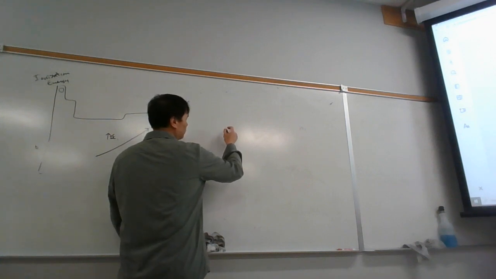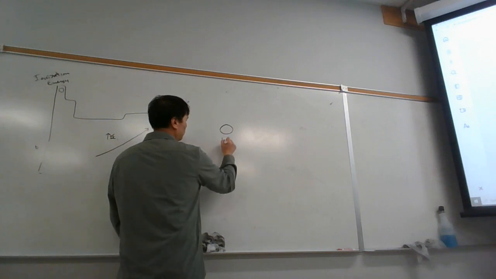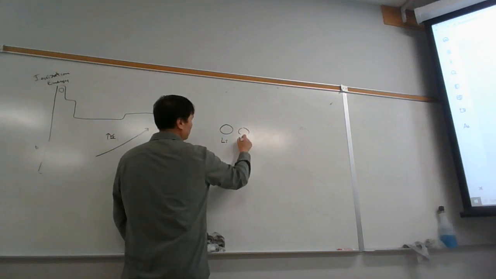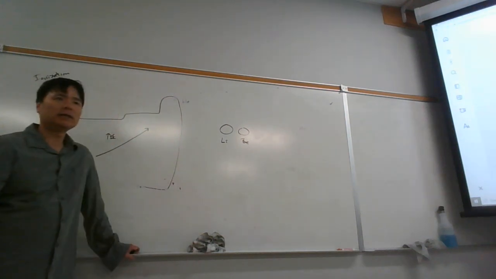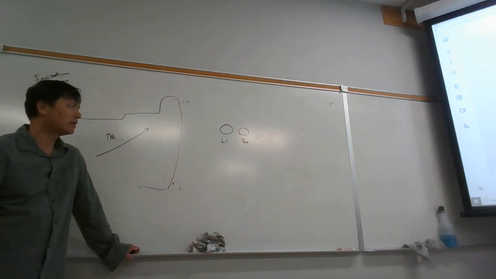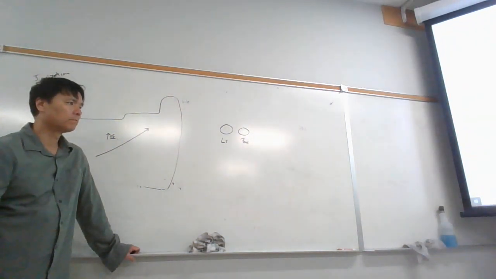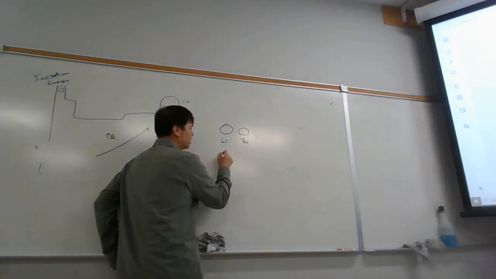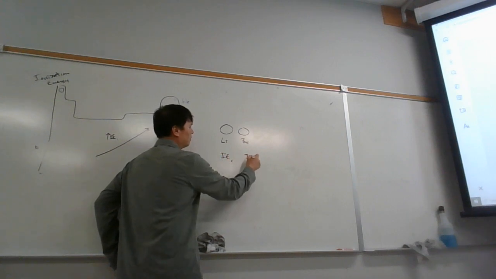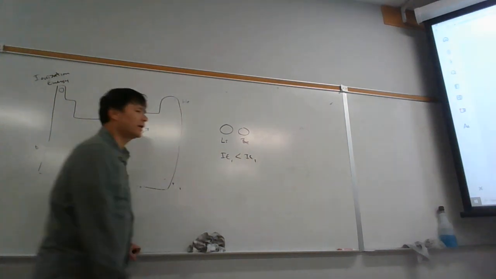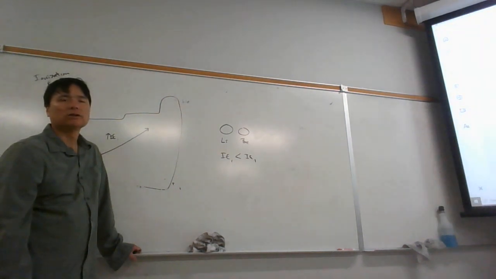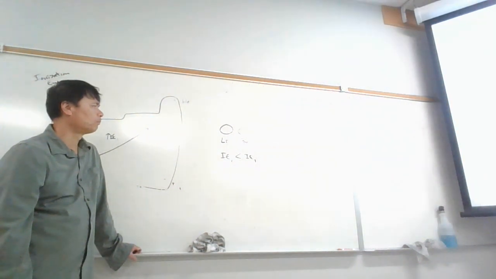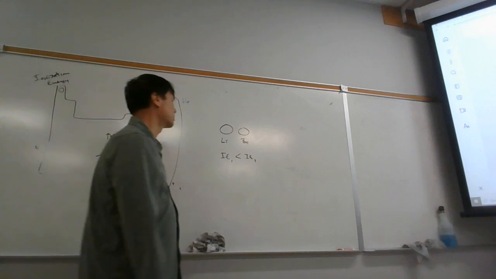If we look at IE1, let's start off with lithium versus beryllium. Which one is going to be easier to ionize? The bigger lithium or the smaller beryllium? Lithium's easier to ionize. Which one is going to have a higher ionization energy? Beryllium. So beryllium is going to be harder to ionize because it's smaller. That's what we expect.